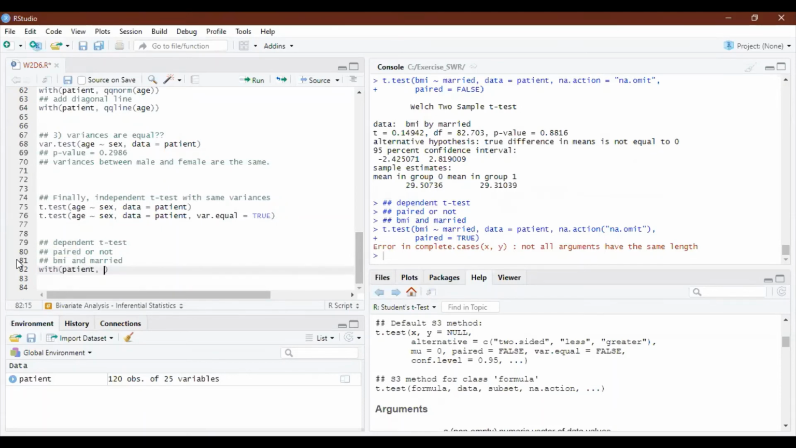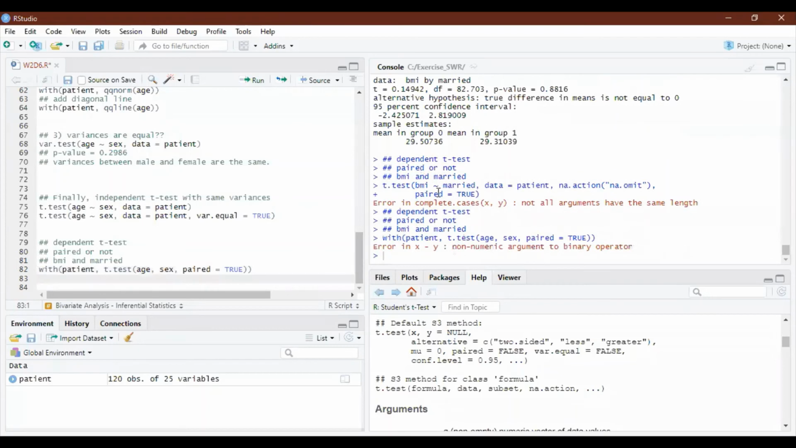Okay. We'll try with t and then use the age and then sex. Okay. And then pair is equal to true. Okay. Oh, I see. I see. X and Y is not numeric. Okay. Obviously, it's not working.